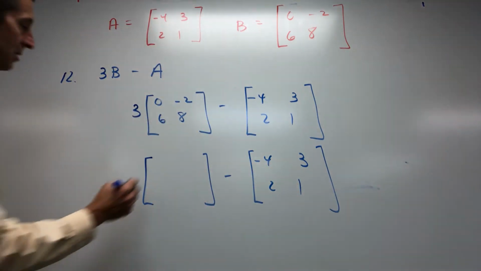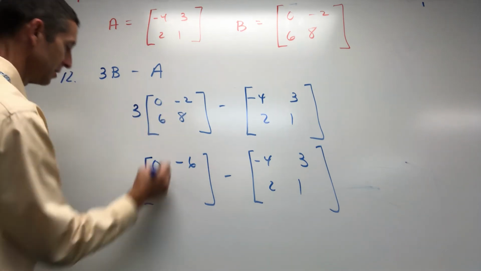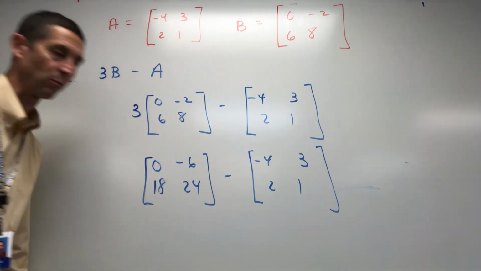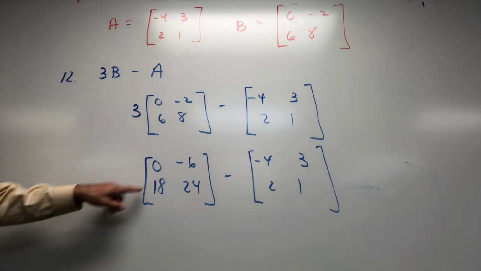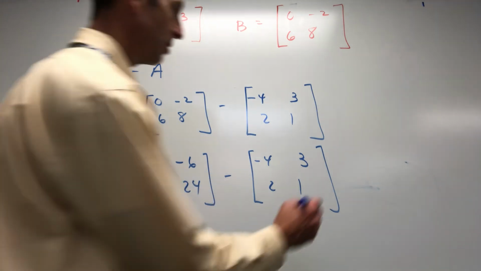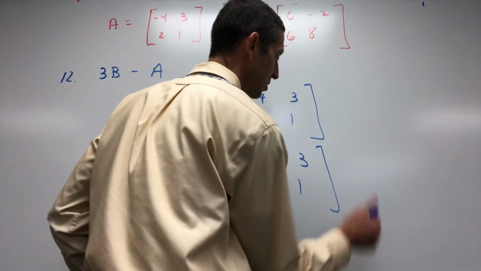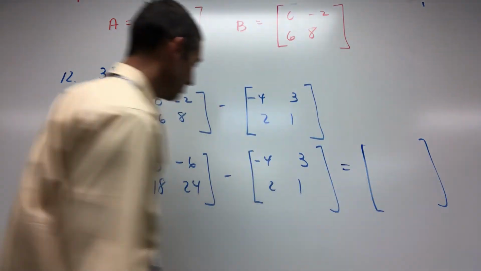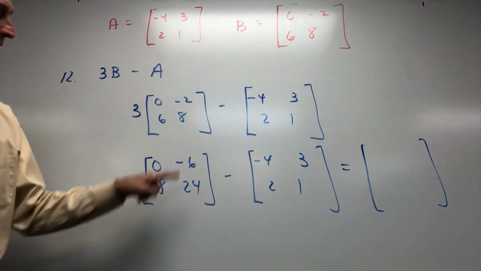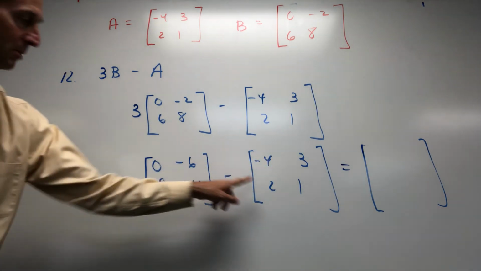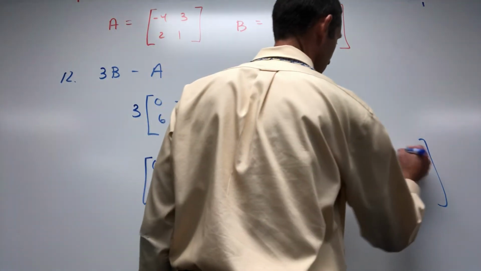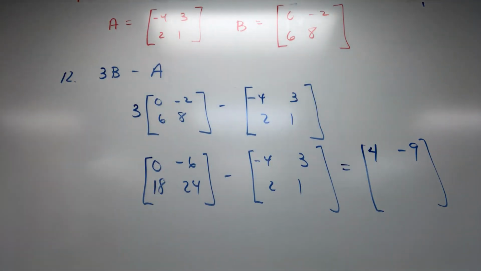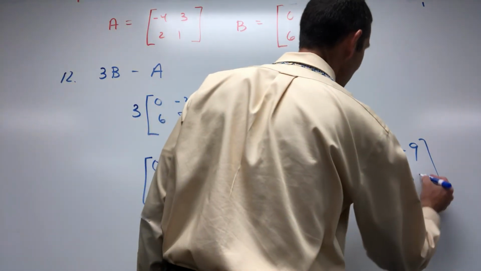So times 3. 3 times 0, that's still 0. That's going to be negative 6. 3 times 6 is 18. That's going to be 24. So multiply it by 3. Got those answers. Now we just have a subtraction problem. So just go spot to spot. You should have 4 subtraction problems. 0 minus negative 4. Negative 6 minus 3. 18 minus 2. 24 minus 1. So what do we got here? 4, negative 9. So yep, that's right. Yep. 18 minus 2 and 24 minus 1. Let's go to 16 and 23.